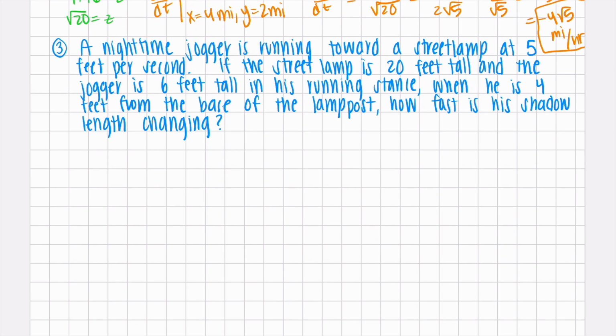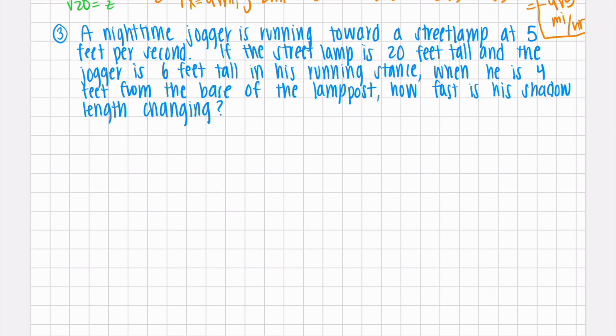One more problem. It says a nighttime jogger is running toward a street lamp at 5 feet per second. So I'm going to draw a street lamp. And a jogger, put him right there, is running toward the street lamp. So I'm going to make this distance x. And we know if he's running towards the street lamp, x is decreasing. So dx/dt is negative 5 feet per second.